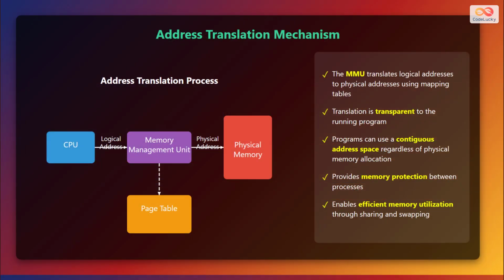The Memory Management Unit, or MMU, plays a crucial role in address translation. The MMU translates logical addresses to physical addresses using mapping tables. This translation is transparent to the running program, which means the program does not need to be aware of the actual physical address. Programs can use a contiguous address space, regardless of physical memory allocation. This mechanism provides memory protection between processes and enables efficient memory utilization through sharing and swapping.